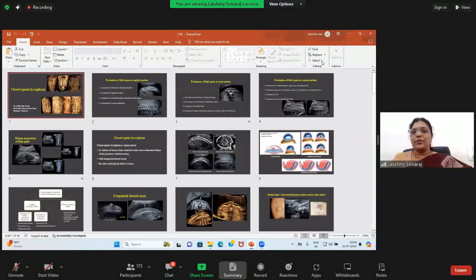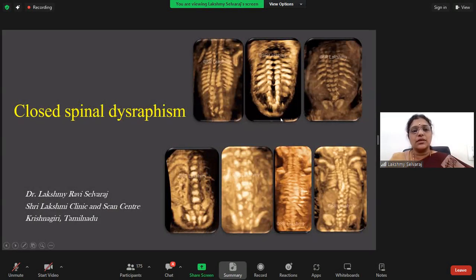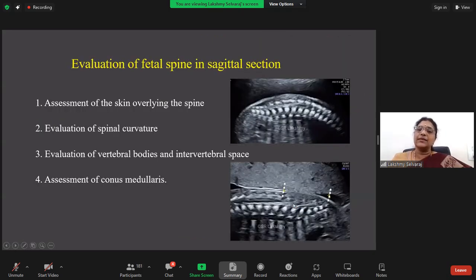So today, what I'm going to do is take you towards what is a closed spinal dysraphism, and we will be dealing with diastematomyelia, caudal regression, the complete sacral agenesis, partial sacral agenesis, rib anomalies, and so on. We will start with a recap of the first session, that is how to evaluate the normal spine.